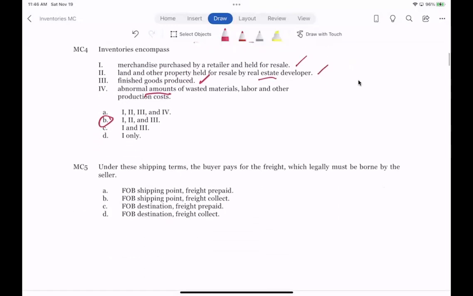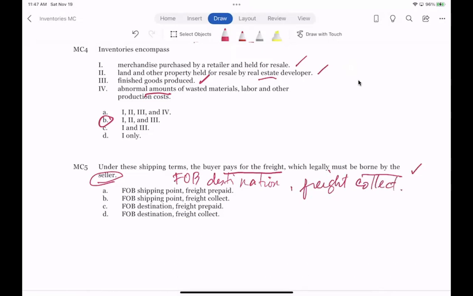Under the shipping terms, the buyer pays for the freight, which legally must be borne by the seller. Therefore, it must be the seller who is responsible for the freight. So that means that is FOB destination, but under the arrangement, only when the goods are received will the shipping company collect the freight. Therefore, that is freight collect upon receiving the goods at its destination. Therefore, it's FOB destination, freight collect.